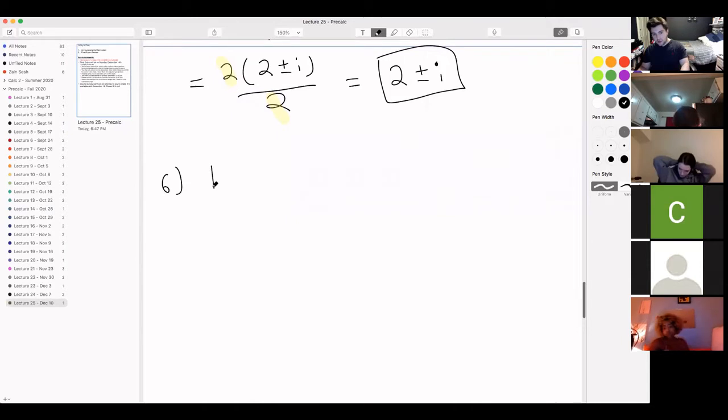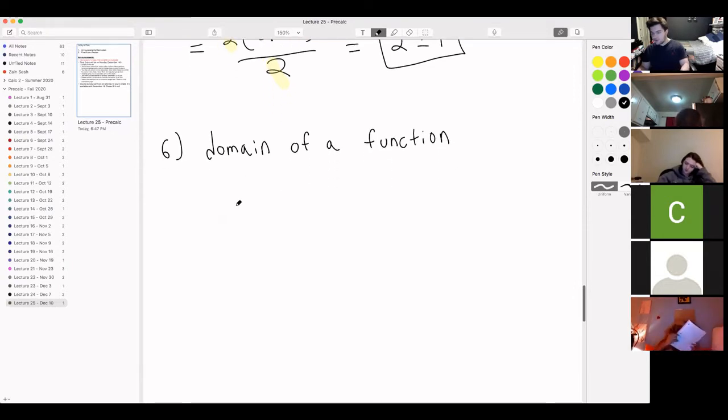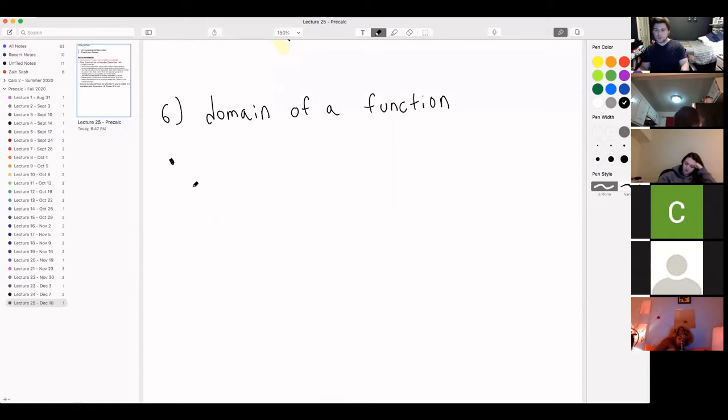Now, domain of a function. We're going to do 2 examples. We'll do a square root example and a rational function example. So first one, f of x equals the square root of 2 minus x.